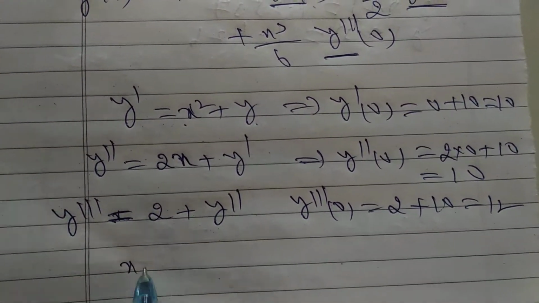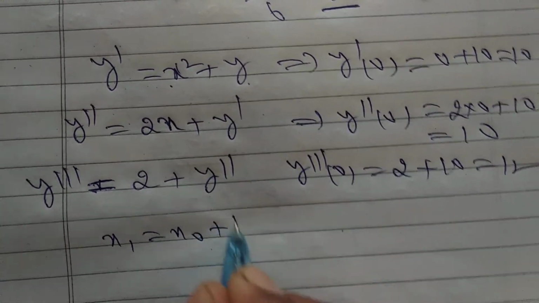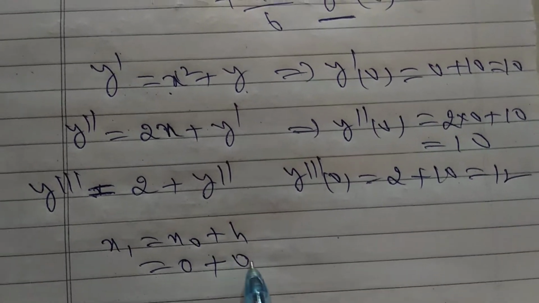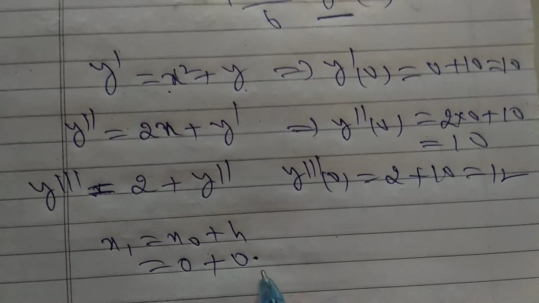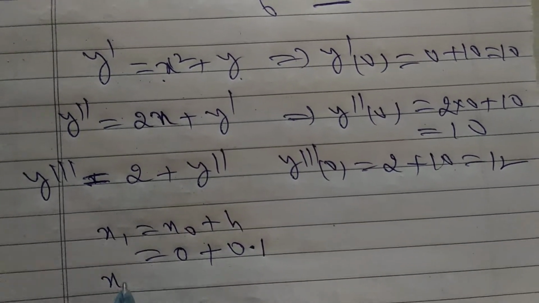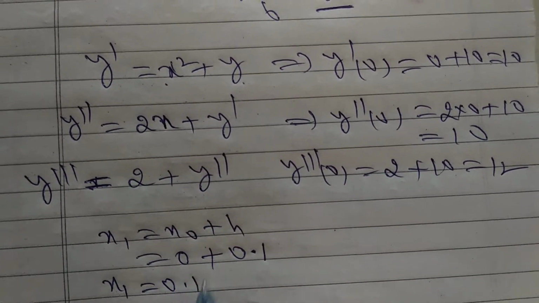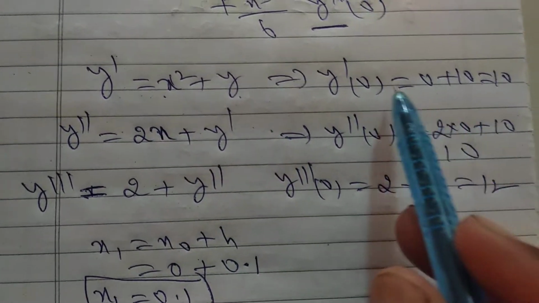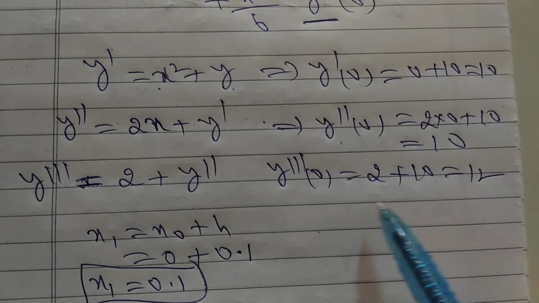So x1 is equal to x naught plus h. What is the value for x naught? 0 plus h, the step size is given. The step size h is 0.1. So that means x1 is equal to 0.1. So these values, y dash of 0, y double dash and y triple dash values, you have to substitute in the equation.